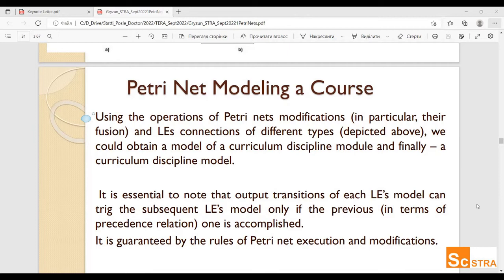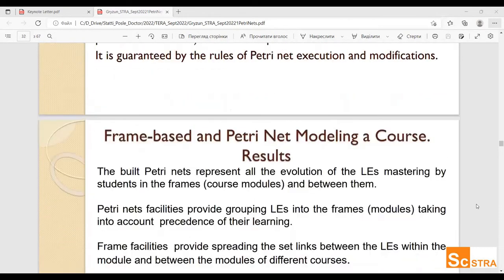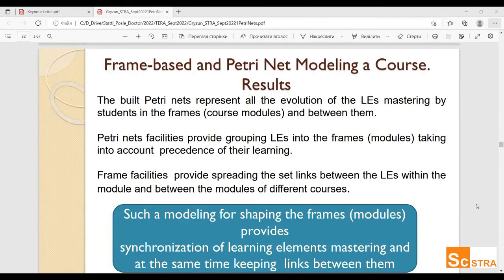It's essential to note that output transitions of each learning element model can trigger the subsequent learning element model only if the previous, in terms of precedence relation, learning element is accomplished. It is guaranteed by the rules of Petri net execution and modifications. So, as a result, the built Petri nets represent all the evolution of the learning elements mastered by the students in the frames and between them.